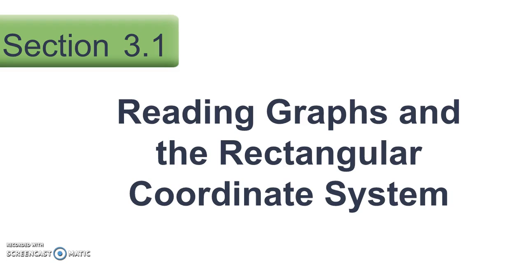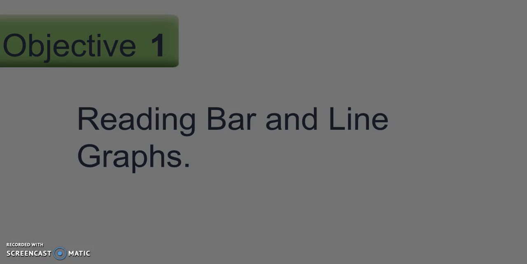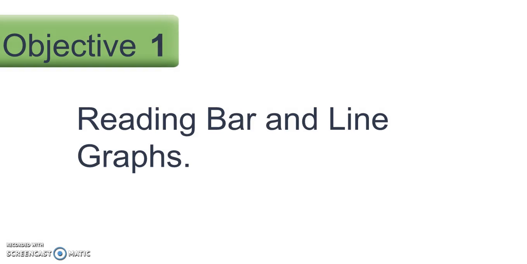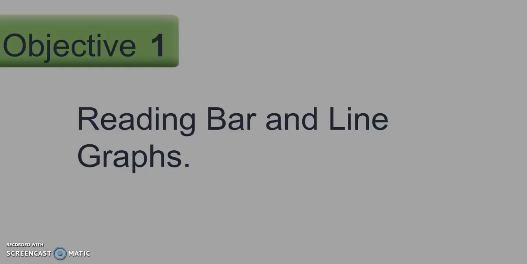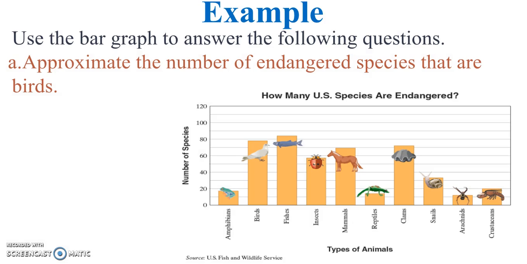Congratulations, everyone. We've made it through the first chapter. We're moving on to chapter 3, section 1. We're talking about graphing and coordinates depending on the different quadrants. The first one is just being able to read a bar and a line graph. So some examples, all right?